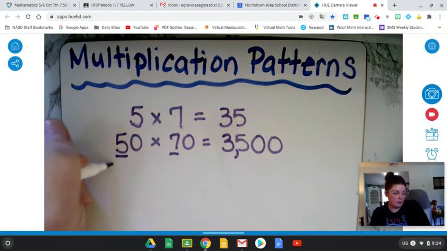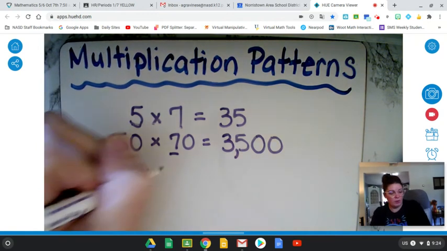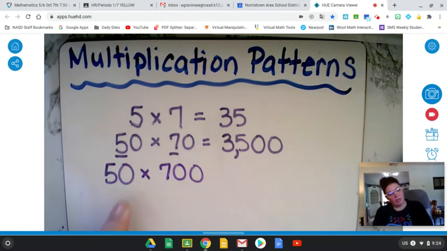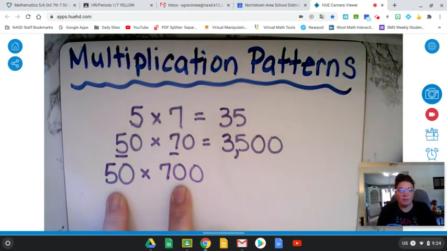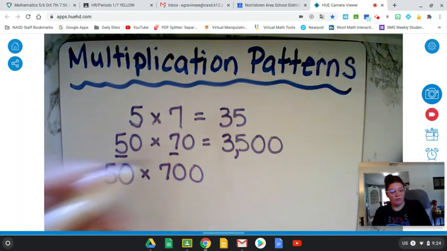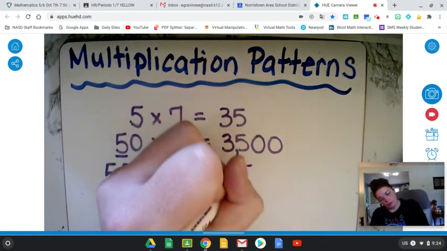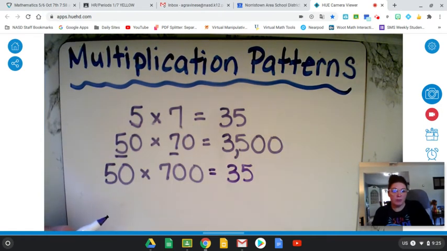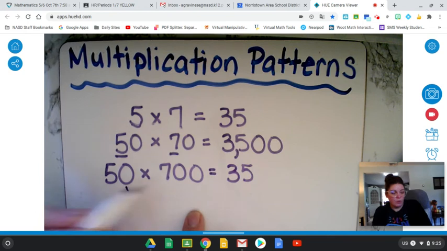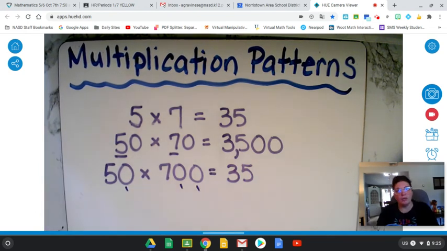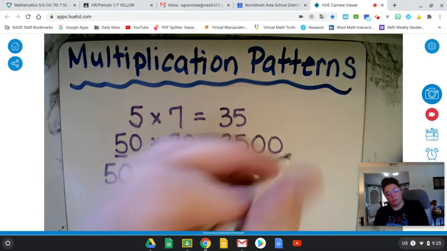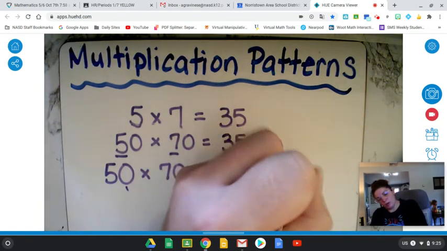And I can continue to add zeros wherever I want. So now I have 50 times 700. 5 times 7 is still 35. And then let's count up all the zeros in our factors. 1, 2, 3. So I need to place 3 zeros in my product.